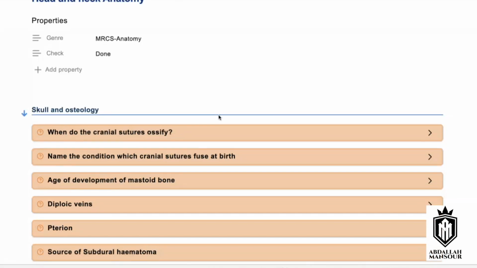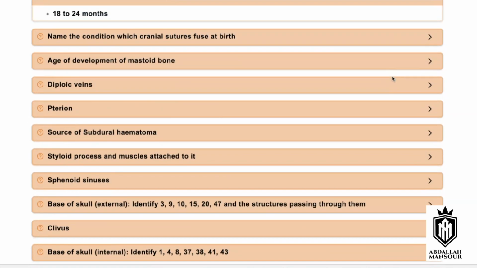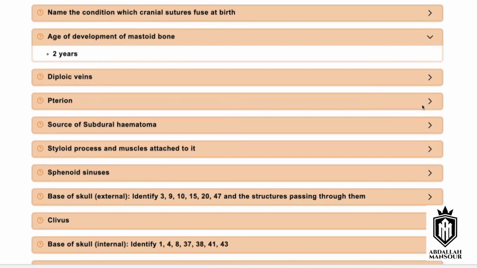Cranial sutures ossify by 18 to 24 months. Yeah, correct. And what's the age of development of mastoid bone? It develops by 2 years. And what is a pterion and what's its clinical significance?